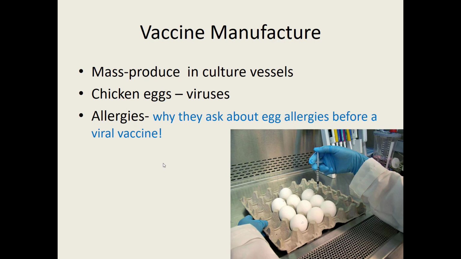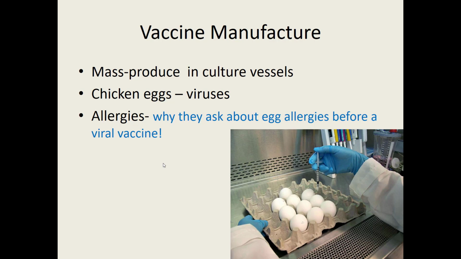The main reason is that for a virus to reproduce, it has to grow in a cell. Well, a chicken egg is one cell. It's one of the biggest cells. For most of the cells in our body, we need a microscope to see them. Not a chicken egg. That is one really big cell. So we can grow a lot of viruses in chicken eggs. However, because these are grown in eggs, people that have allergic reactions to eggs may have allergic reactions to the vaccines. This is the main reason why they ask before you get any type of vaccine, do you have an egg allergy?